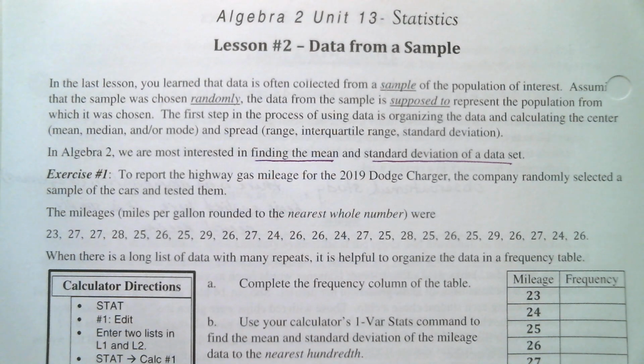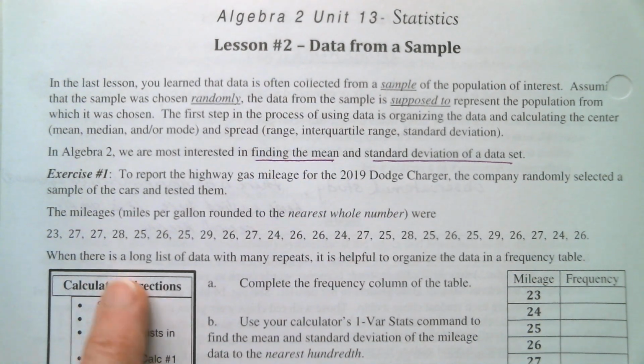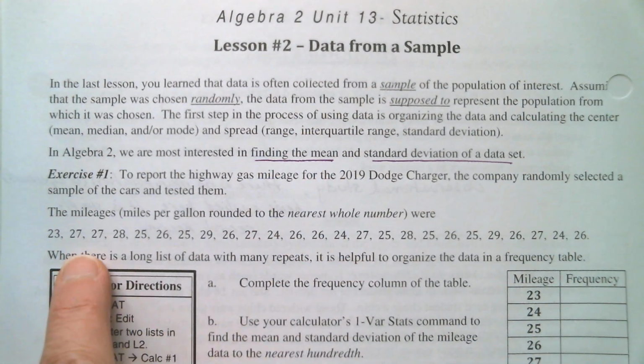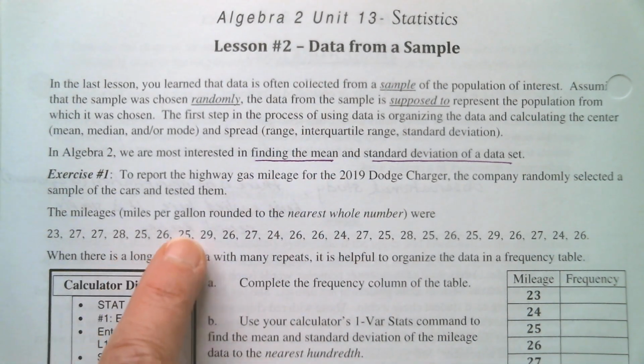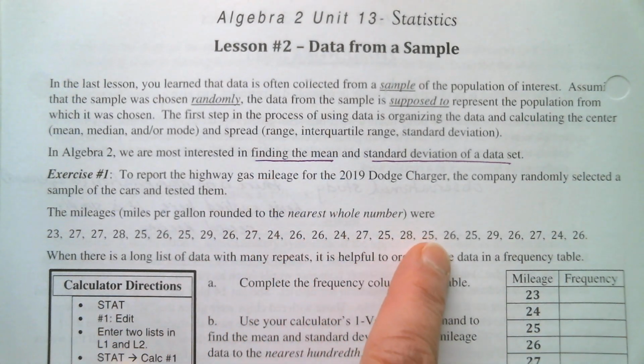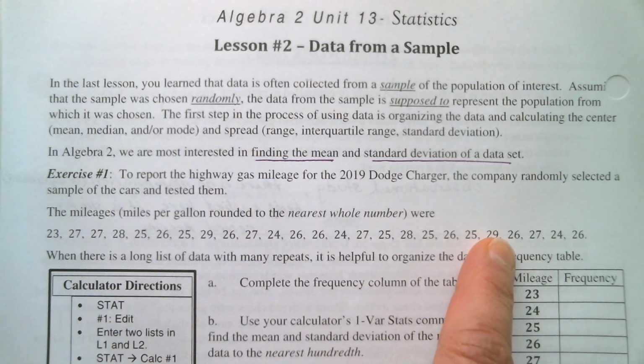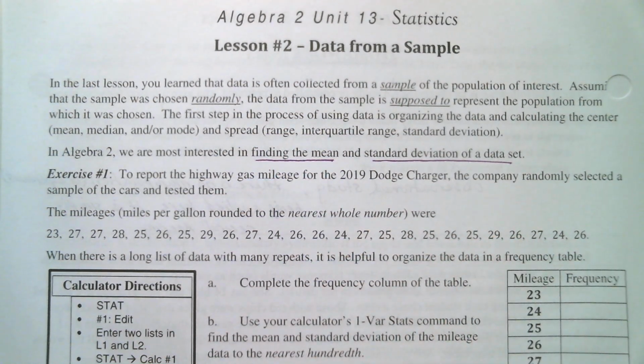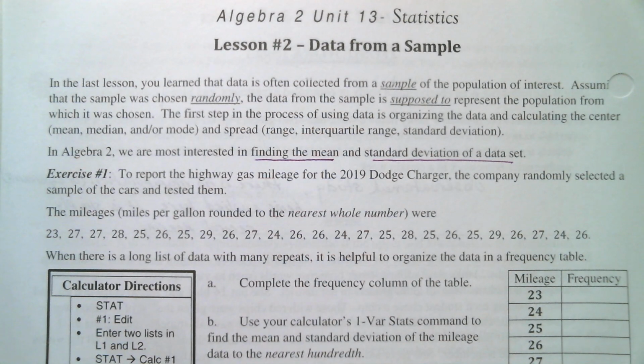To report the highway gas mileage for the 2019 Dodge Charger, the company randomly selected a sample of cars and tested them. The mileages, miles per gallon, rounded to the nearest whole number, were the following. So we have 25 pieces of data here.